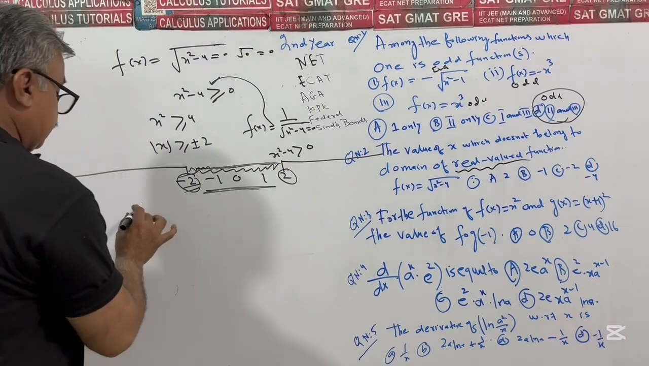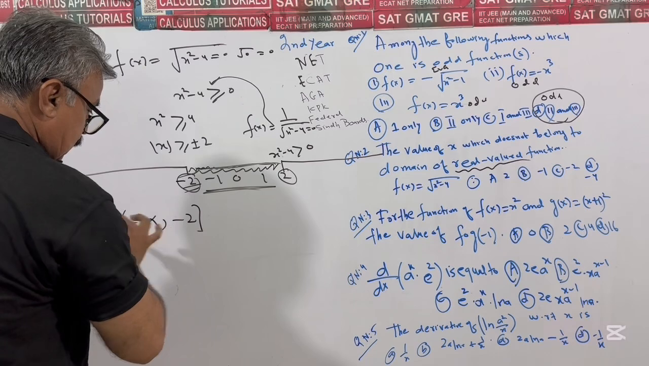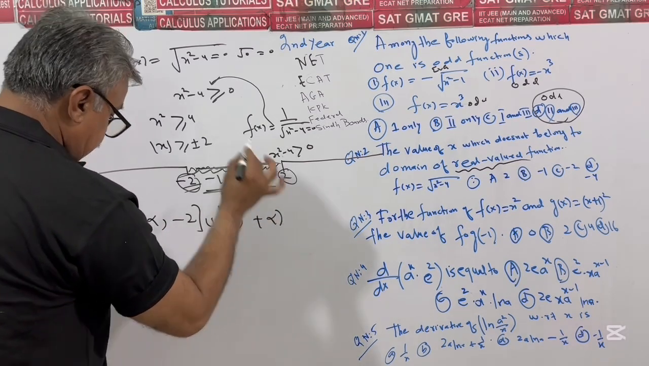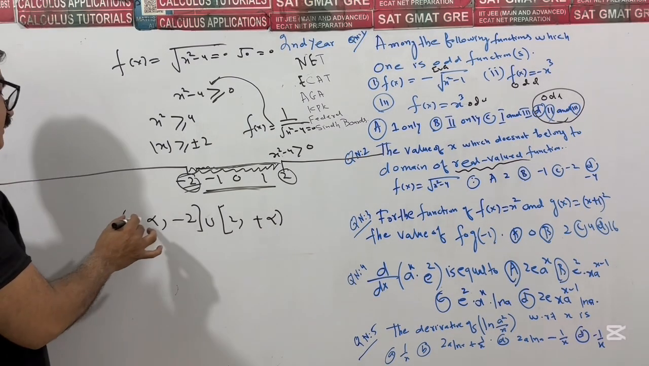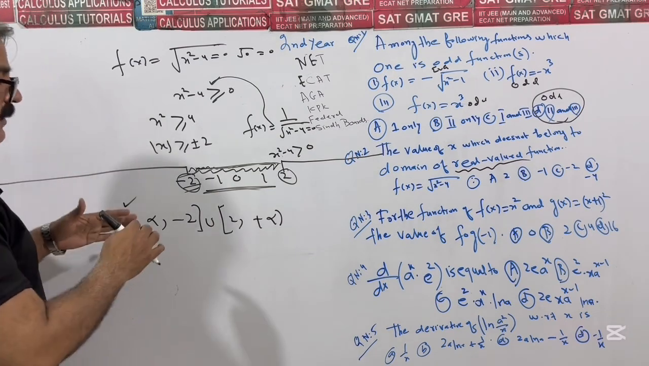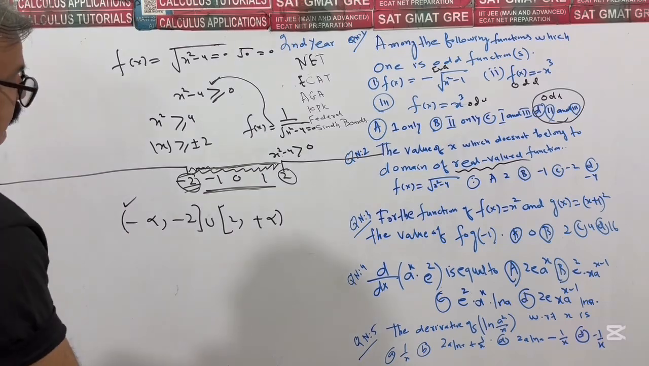Our domain is negative infinity to negative 2, included, union from positive 2 to positive infinity. Infinity is not a number. That's why we have given open brackets. Open means it is not a number. How can we include infinity? It is a behavior we have to show. Towards the right we can travel, towards the left we can travel.